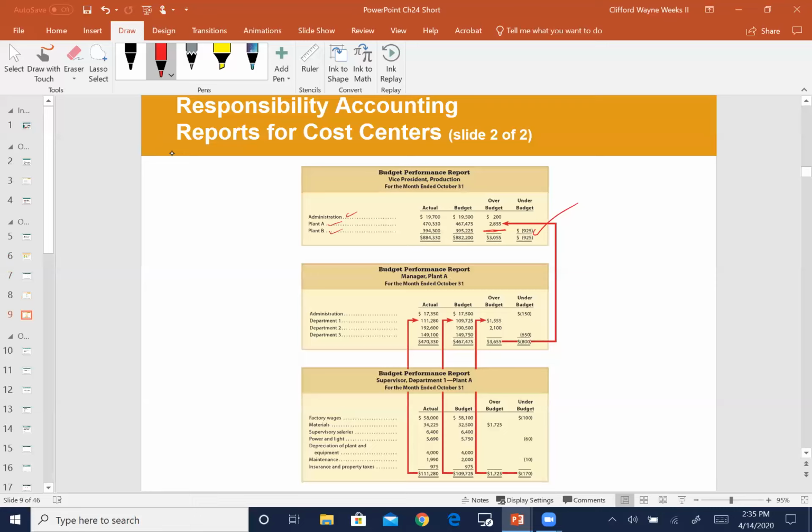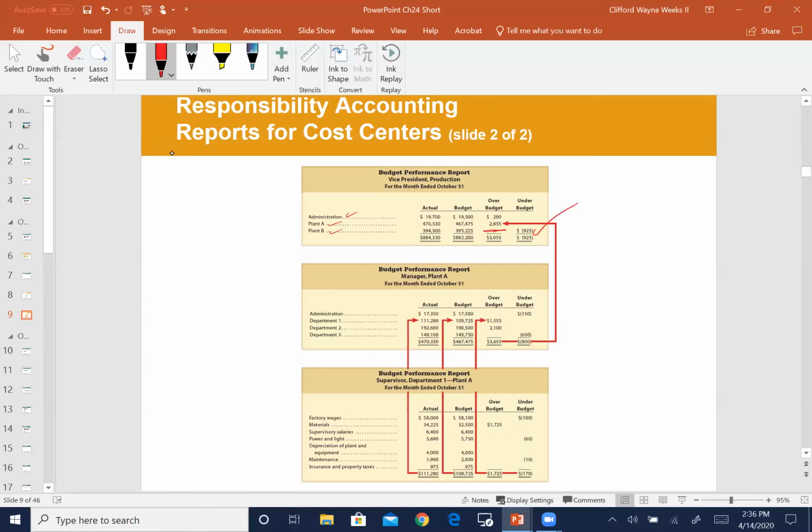And what we're just showing is, if you've ever heard the term, human waste rolls downhill, to try to keep it somewhat clean, that's what's happening here. The plant A manager is over budget, and so the VP is getting him on the phone to find out why. And so the manager in plant A says, it looks as if Department 1 and Department 2 are causing us to go over budget. And so he calls up the supervisors for Department 1 and Department 2, and we can then identify what really happened.